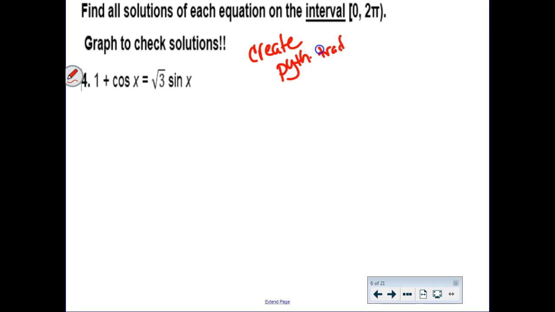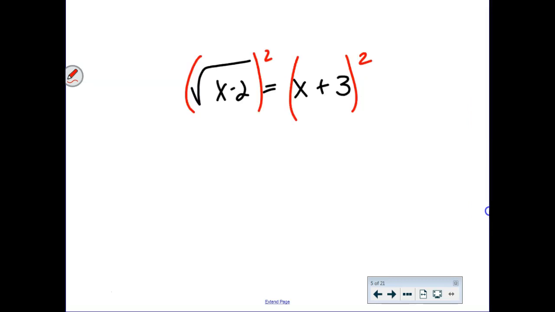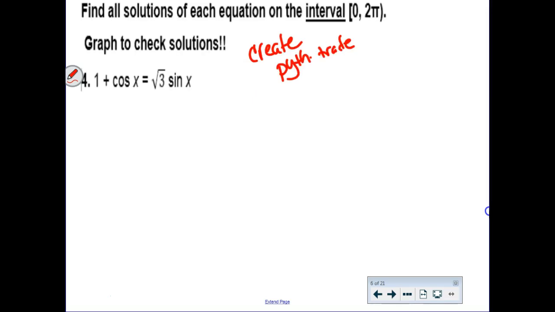So what if I told you that you need to create a Pythagorean trade? This is something that kids don't think about too much, but what did you do on this question to get going? You squared both sides. So that's a thing. You can do that. Let's do it over here. I'm going to square both sides. Now, this left side, a little more complicated than it appears. It's 1 plus cosine times another 1 plus cosine, so keep that in mind. Got to FOIL that out.